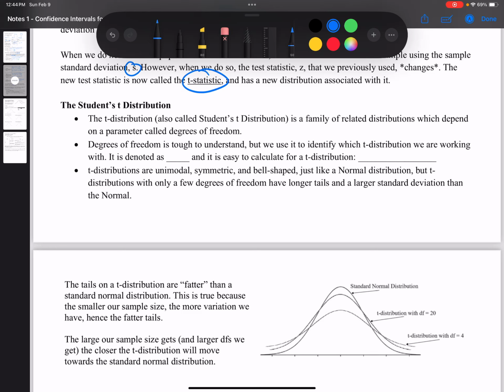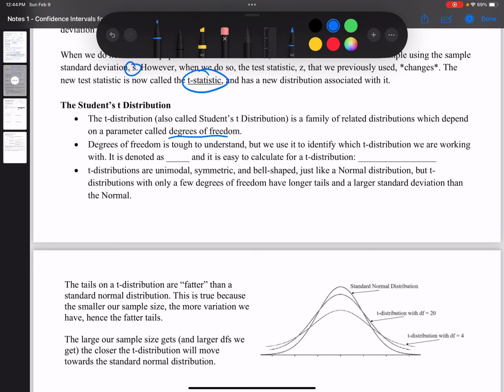All right, so now the t distribution, okay? It's also called the student's t distribution, and it's a family of related distributions. When I say family, there are an infinite number of different t distributions, and they all depend on a parameter called the degrees of freedom. Okay, and degrees of freedom is tough to understand.